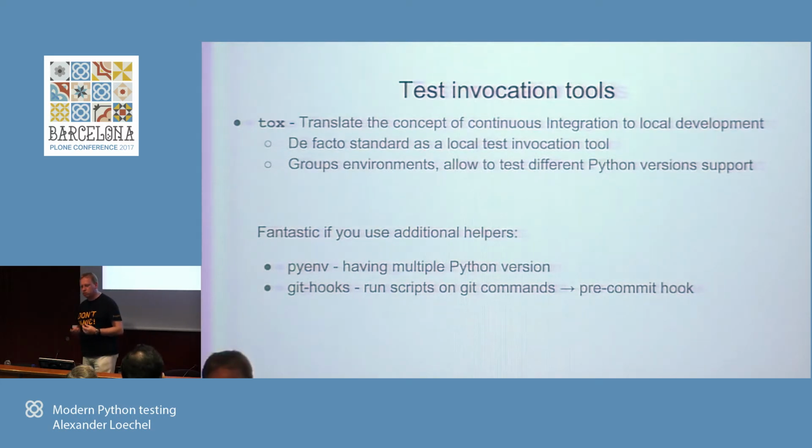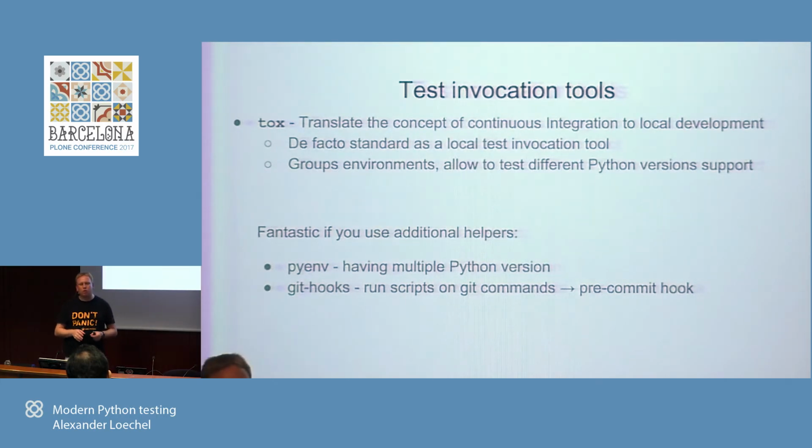Test invocation tool Tox. Tox translates the concept of a continuous integration tool to local development. It is, in the Python world now, the de facto standard for local test invocation. So all you do in your base package root is call Tox, and all of your tests are executed. That's simple. That's something that everybody can learn or remember and do.